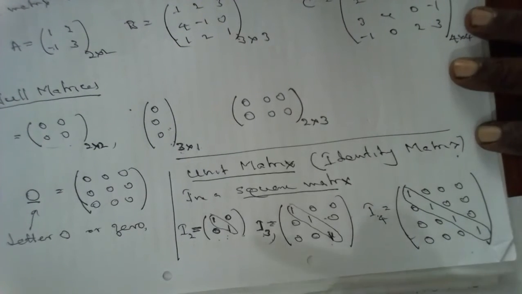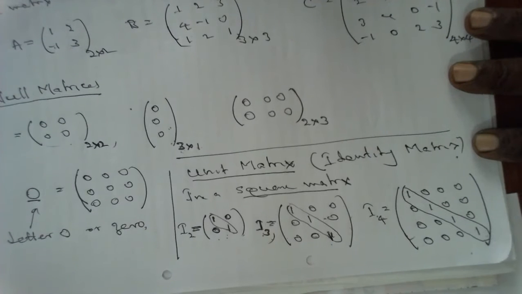This is just a definition, nothing to understand. Very simple. Likewise you can write I5 also, that is a 5 by 5 matrix, or 7 by 7, any size identity matrix you can form.